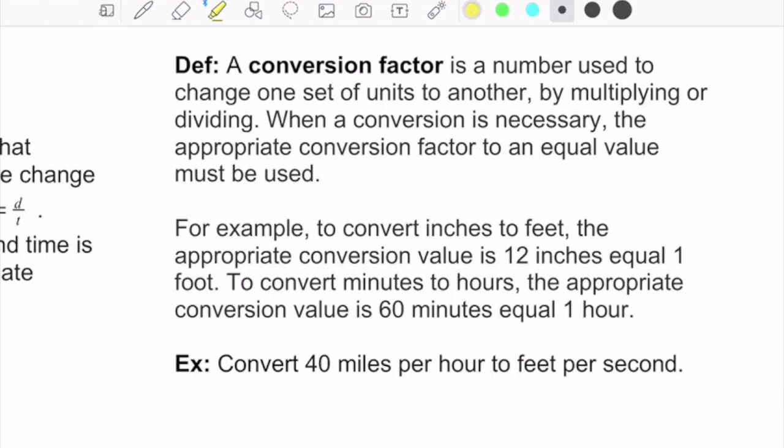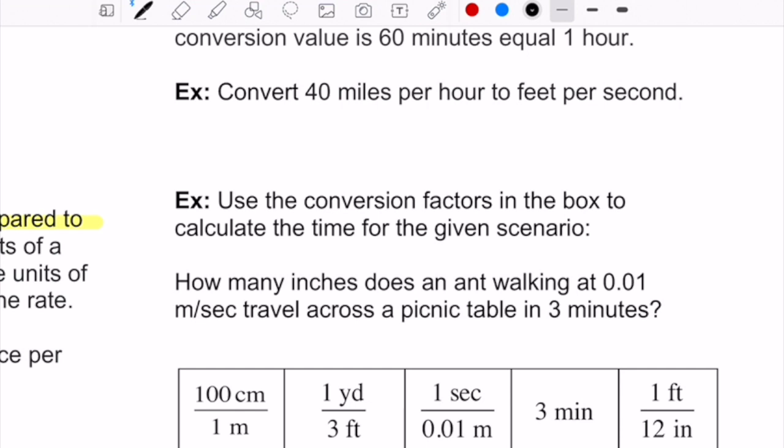All right, so in the next example here, we're going to look at conversion factors. So a conversion factor is a number that's used to change one set of units to another by multiplying or dividing. And so we're going to be changing between units. And so in this first example here, we're converting 40 miles per hour into feet per second. So you're going to start by writing down what you're given. And so if you start by going 40 miles per hour, notice that you want to change miles into feet. So there's one conversion that needs to happen. And then you want to change hours into seconds. It doesn't matter which one you take care of first.